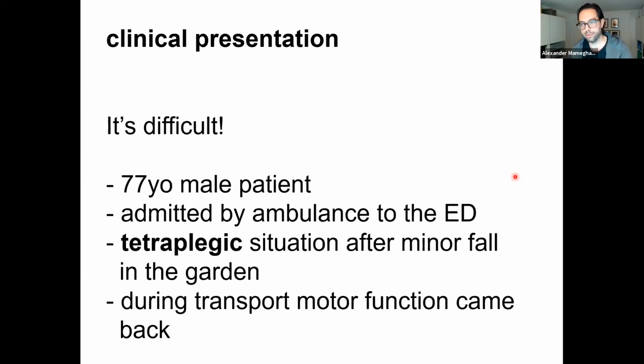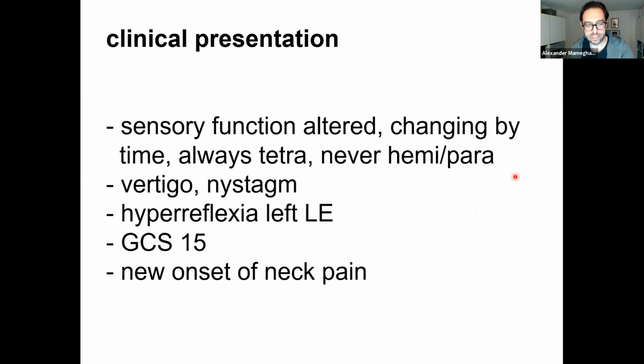But during the transfer, the motor function came back. And in the ED, it was totally back again. But he was tetraplegic in the beginning. The sensory function was still altered, and it was changing. It was some kind of pain in the left leg. It was hyperesthesia in the right. He had a level at C5. He was never hemi or para. It was always a tetra symptomatic.